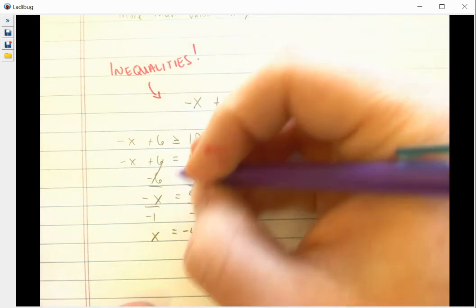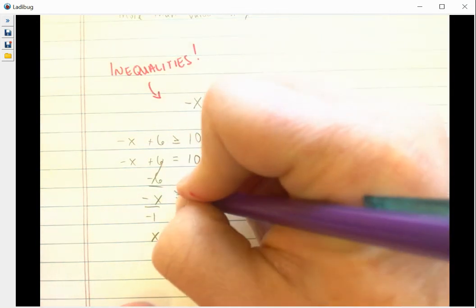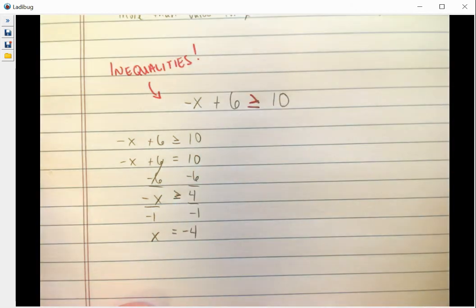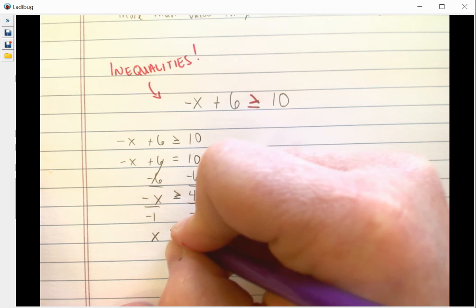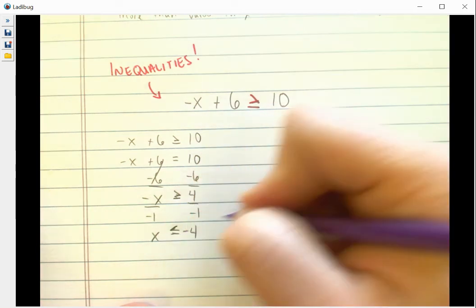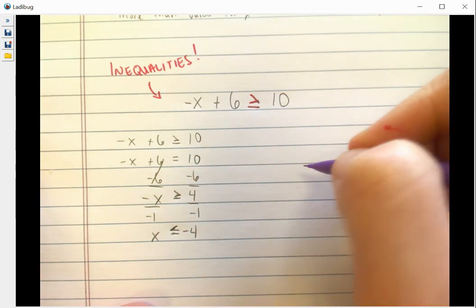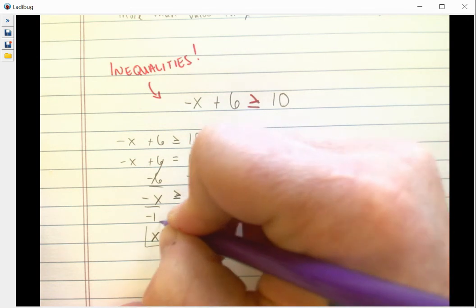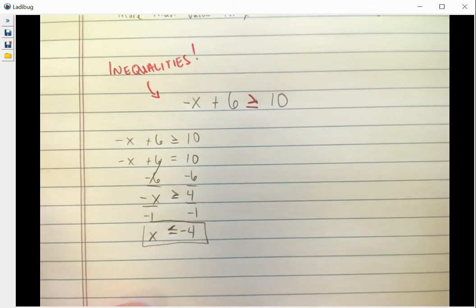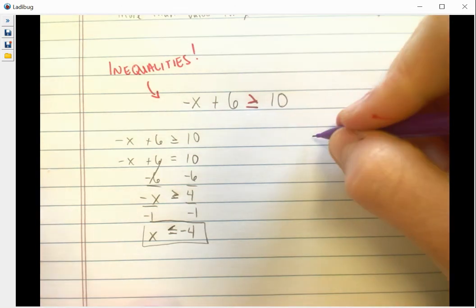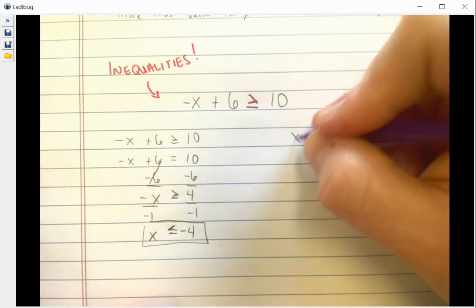The only difference is, if I have my greater than or equal to sign, when I divide by a negative, it's going to flip. So now my answer is going to be that x is less than or equal to negative 4. Any number that is less than or equal to negative 4 should make that true. And we can test that.